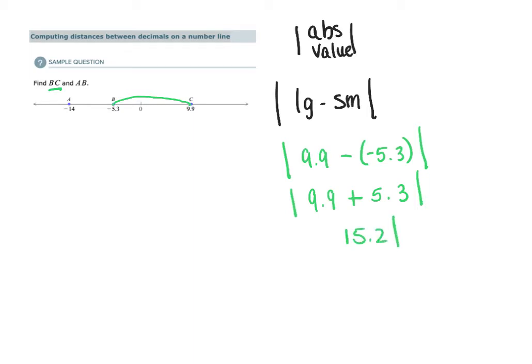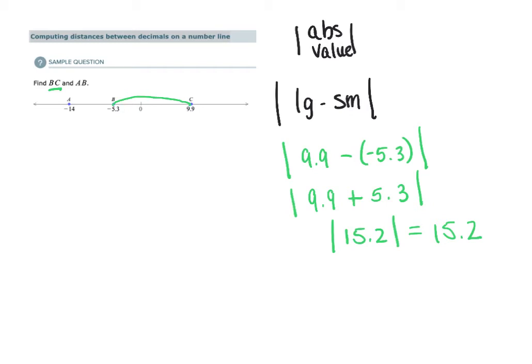15.2, still within our absolute value symbol, and absolute value is the value within the brackets, but always positive. So our final distance for BC is going to be 15.2. Now, with our next one, we're going to follow the same process, but we're actually going to have to do a little bit of work with that absolute value at the end.